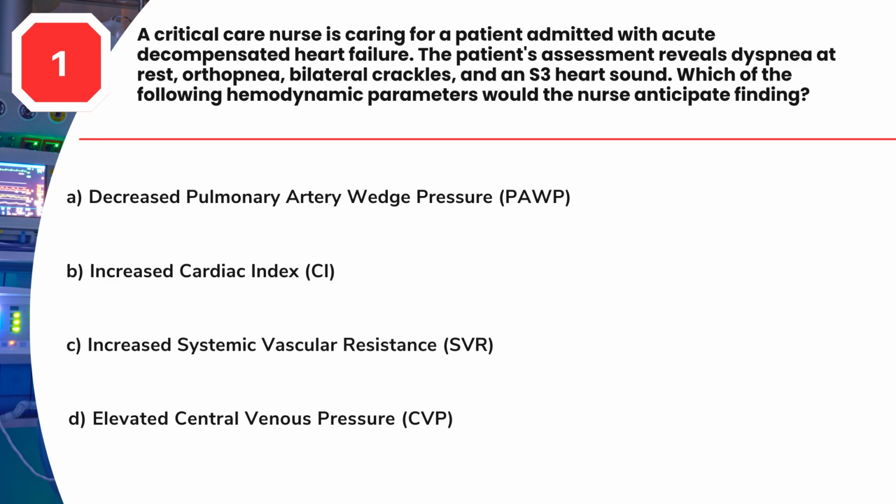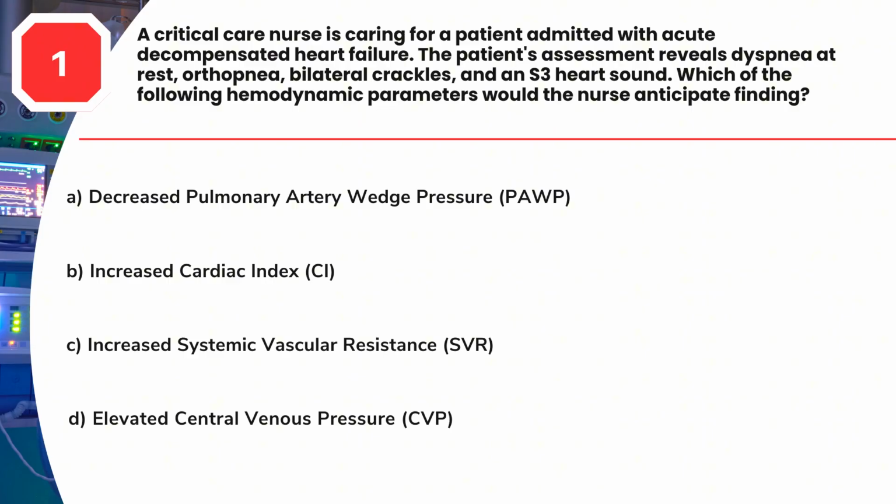Question 1. A critical care nurse is caring for a patient admitted with acute decompensated heart failure. The patient's assessment reveals dyspnea at rest, orthopnea, bilateral crackles, and an S3 heart sound. Which of the following hemodynamic parameters would the nurse anticipate finding?